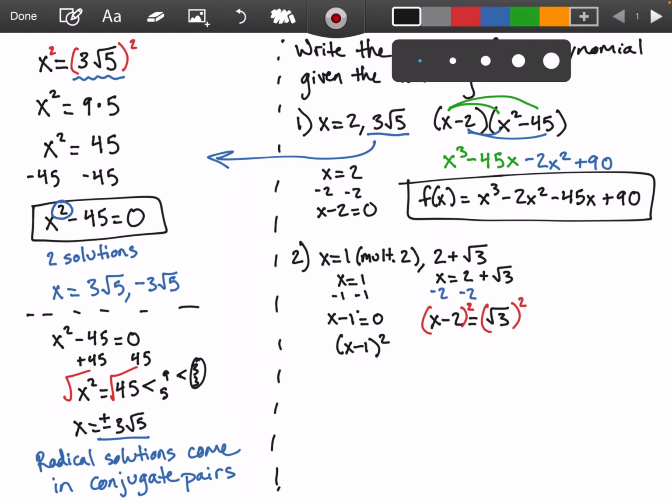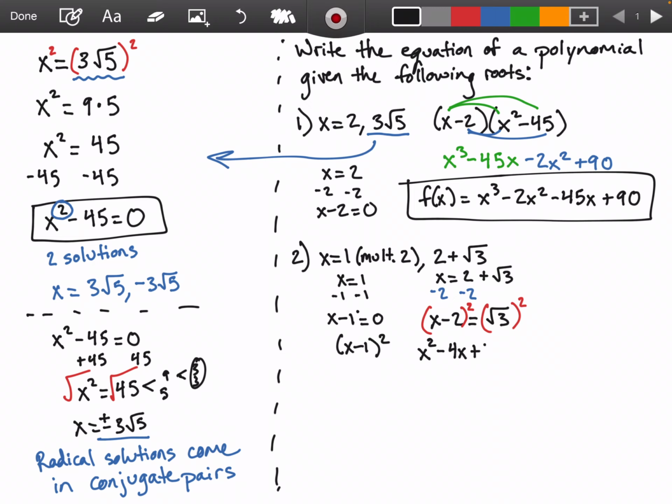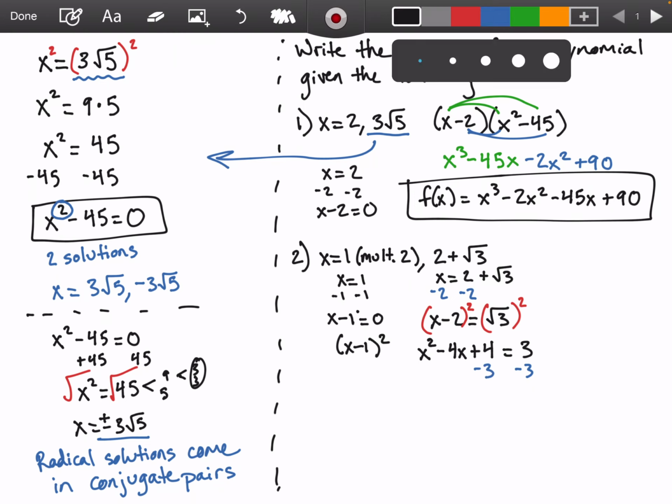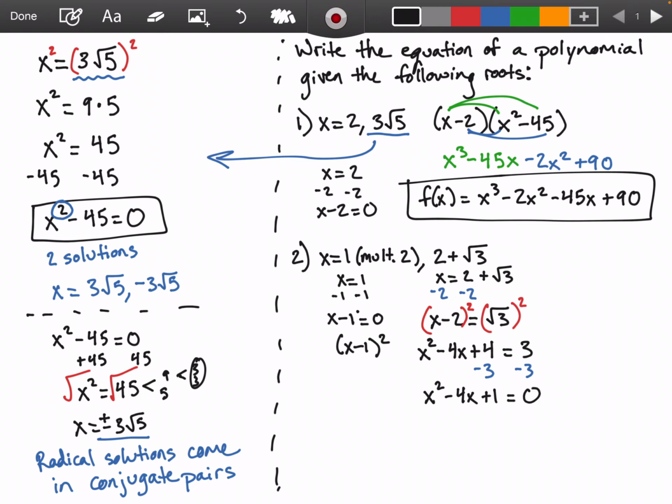Depending on how comfortable you are with squaring things and perfect square trinomials, x squared minus 4x plus 4 is what the left side becomes. Square root of 3 squared becomes 3. I still want this in standard form, so now I have x squared minus 4x plus 1. There we go. We'll call this one g of x. When I look at things to multiply together, I know I'm going to have an x minus 1, multiplicity 2, and an x squared minus 4x plus 1, all of that being multiplied together.